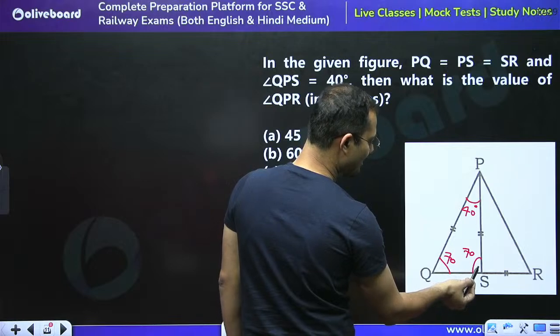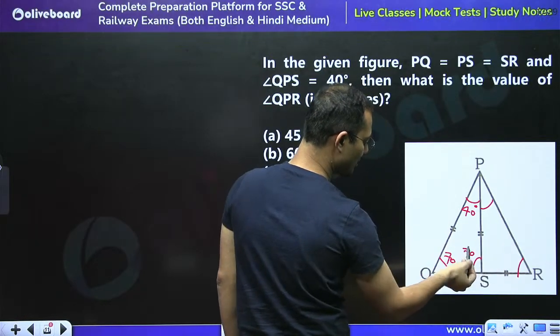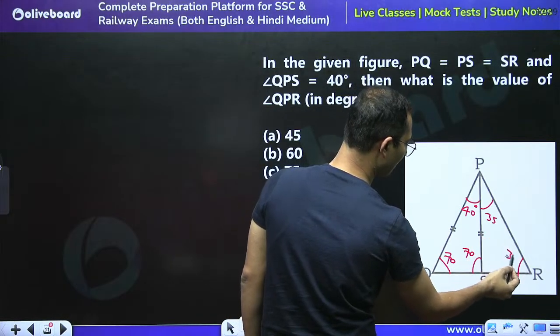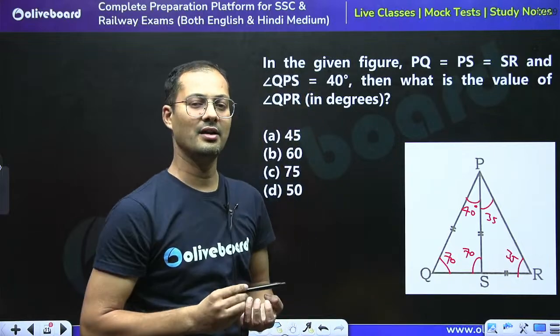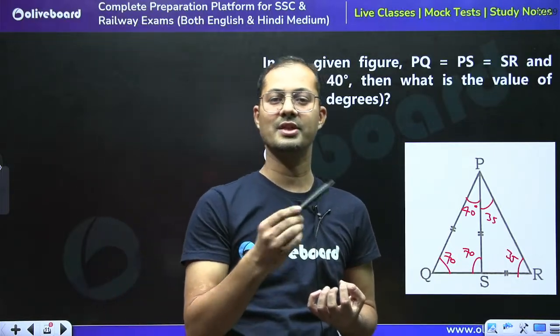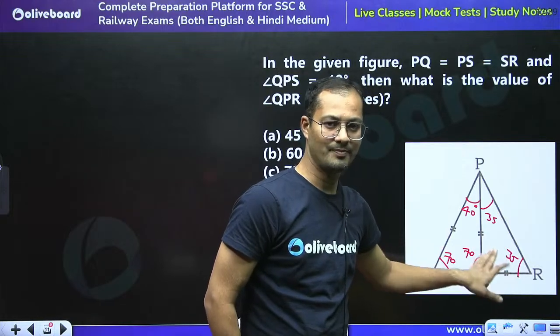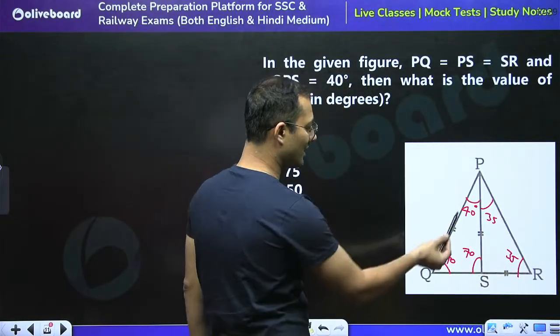And angle S is this plus this, and both angles are similar. So this is going to be 70 by 2, 70 by 2, so we can say 35, 35. The external angle of a triangle is always equal to the sum of the opposite interior angles, and those are equal because we have equal sides.